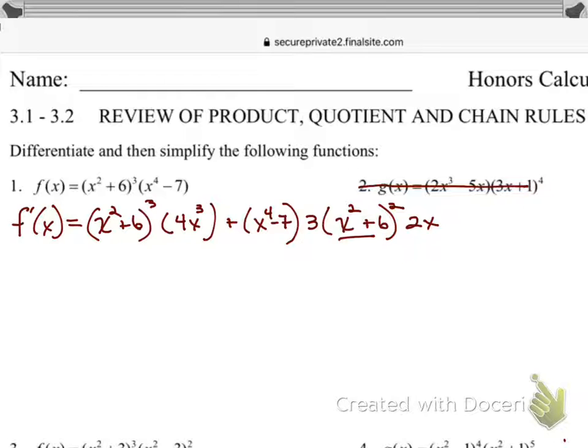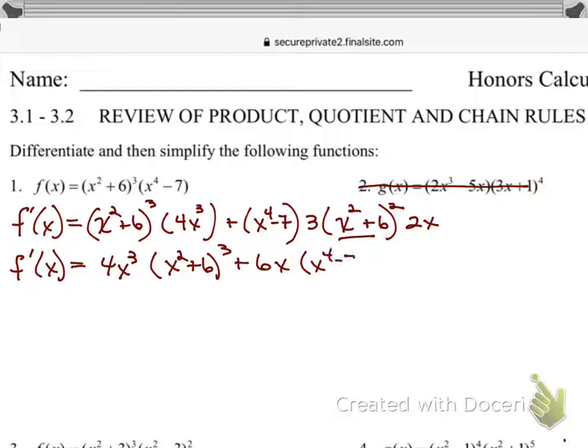Okay, so that's first step. So now let's combine a couple more terms. So I'm going to pull the 4x cubed in front, and then I'm going to have x squared plus 6 to the third. I'm going to combine the 3 and the 2x to give me 6x, and I'm going to have the x to the fourth minus 7 next, followed by the x squared plus 6 squared.